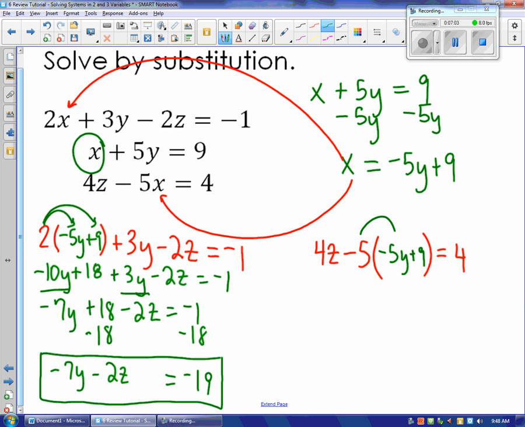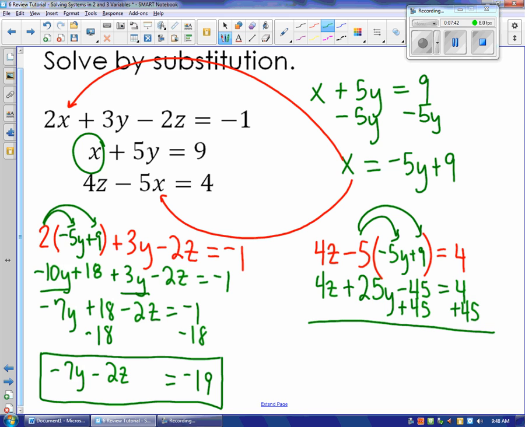To simplify, I need to distribute the negative 5, so I'm going to bring the 4z down. Remember, I'm distributing a negative 5, so negative 5 times negative 5y is actually going to give me a positive 25y. And negative 5 times a positive 9 is a negative 45, and that's going to equal 4. So again, I still want to get this in standard form, and to make it line up with the other equation, I'm going to want to put my y term in front of my z term when I rewrite this. I also need to move the 45 to the other side. Since I'm subtracting, I'm going to use addition to move it.